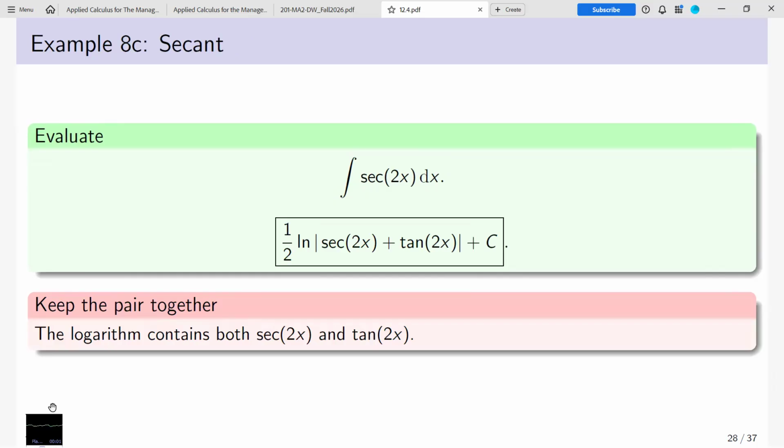The secant formula always carries the combination secant plus tangent inside the logarithm. The factor 1/2 compensates for the inner derivative.